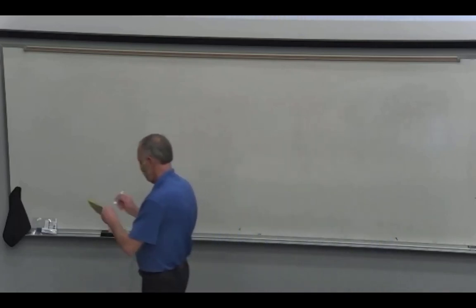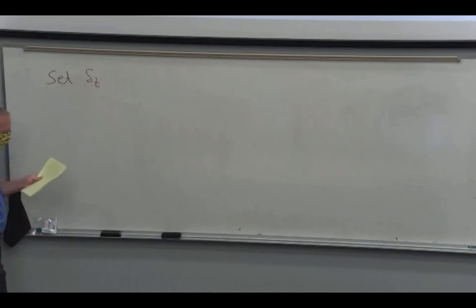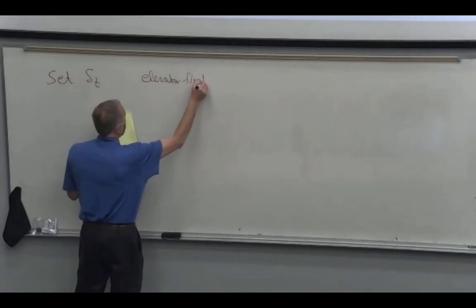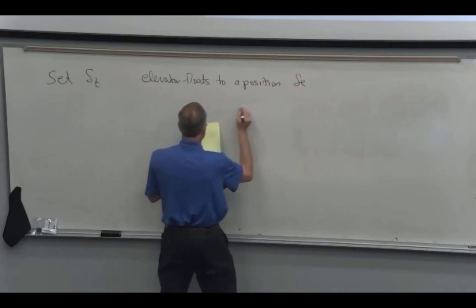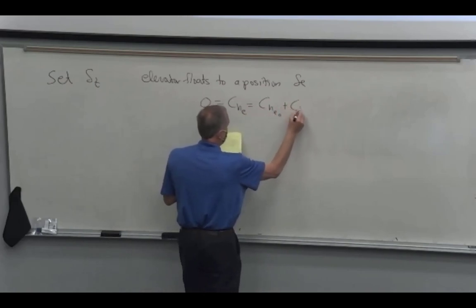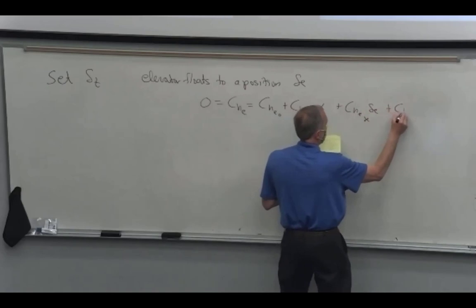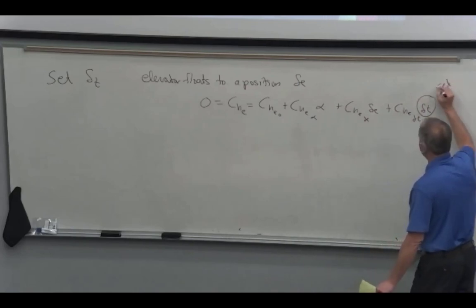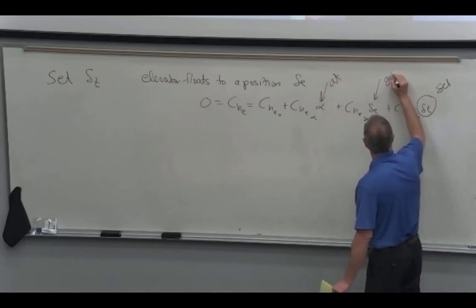And so the last thing we did is we were talking about you set the trim tab and then the elevator floats to a position delta E that comes from no hinge. So in this scenario, we're saying we set this and we're at an angle of attack and we get this elevator.